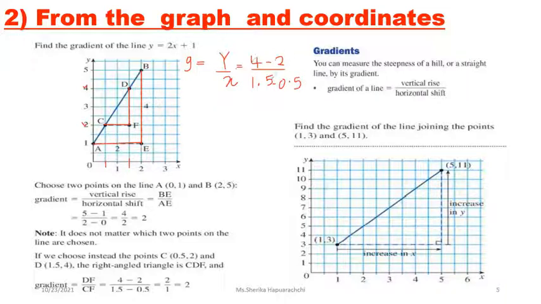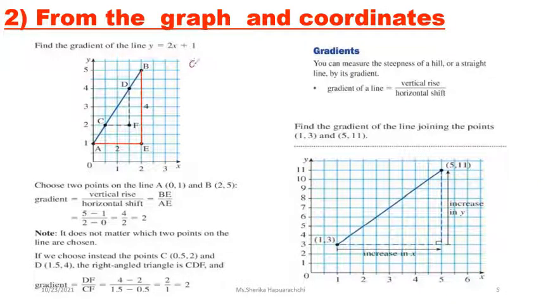So 4 minus 2, I'm getting 2. 1.5 minus 0.5, it's 1. So 2 divided by 1, I'm getting 2. So according to the small triangle, my gradient is 2. So we'll see from the larger triangle whether I'm getting the same gradient when I apply it. Remember, for the exam, you can take any type of triangle. It should be a right angle triangle, and then you apply.